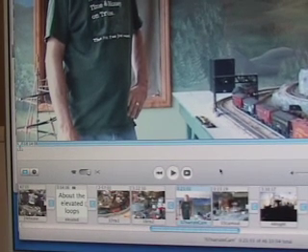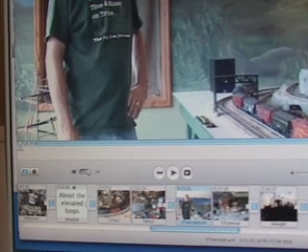If you think of these clips at the bottom as equivalent to paragraphs in a word processing document, like if you can see where the cursor is, I've currently got that clip highlighted, and that's what shows up in the window here.